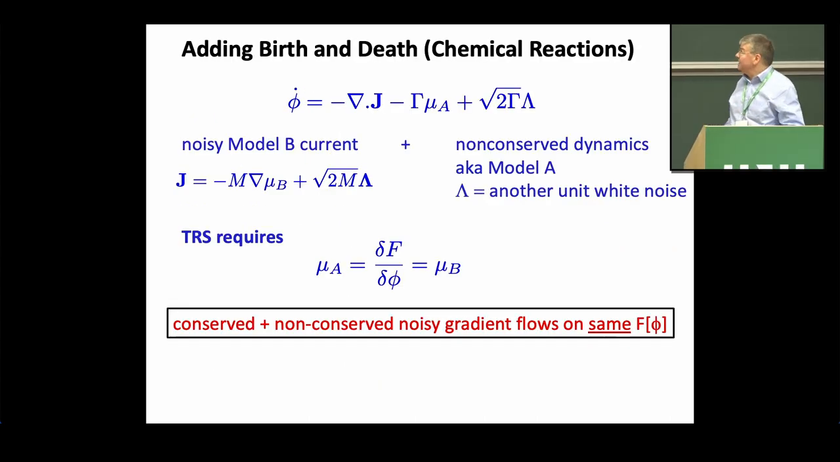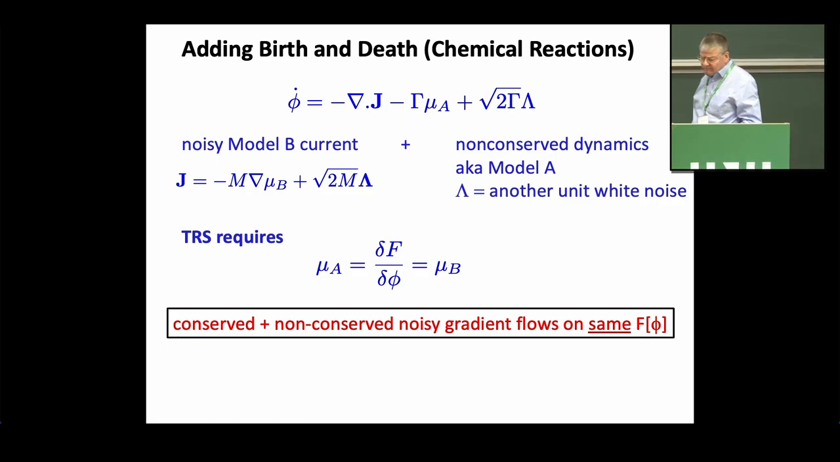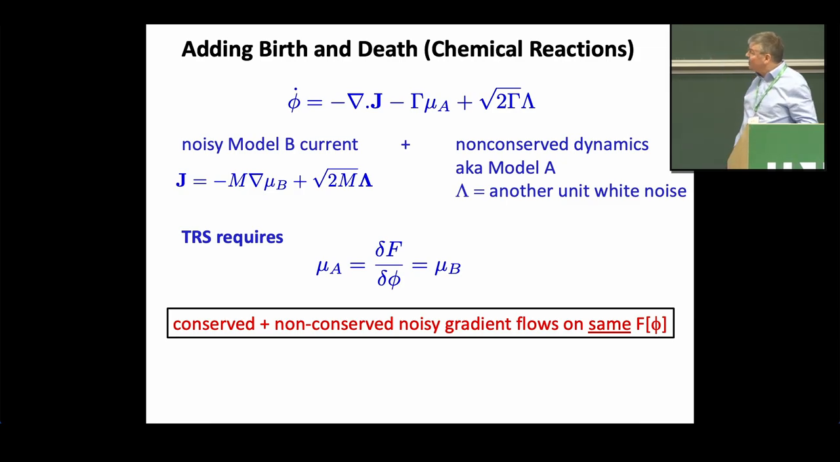I can also add non-conservation. So all of these things will matter in the active half of the talk. Birth and death, chemical reactions. So what happens here, I've got some extra terms now. So I can keep the noise, say I have one species, keep the noisy model B current as written down there for div minus div J, there's the model B current. And then those other two terms are called model A.